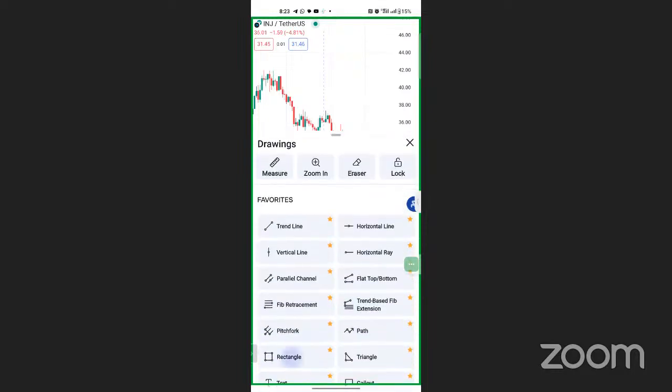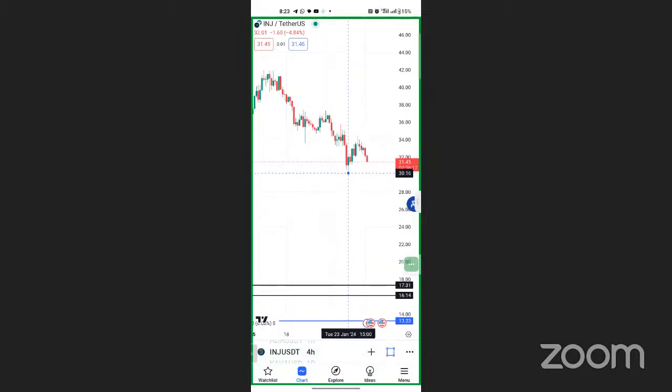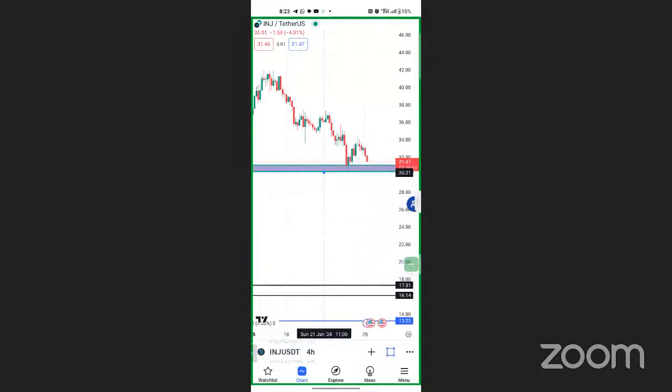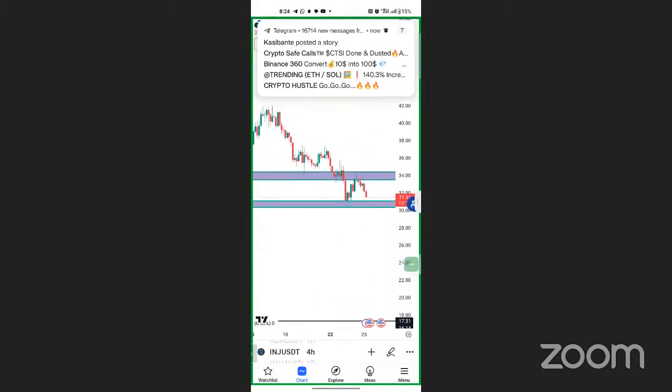So here I'll pick my rectangle. That is support. Nearby resistance is there. And this coin will go back up again. So if someone traded with margin calls, they will enjoy. But still, we described also another tool.